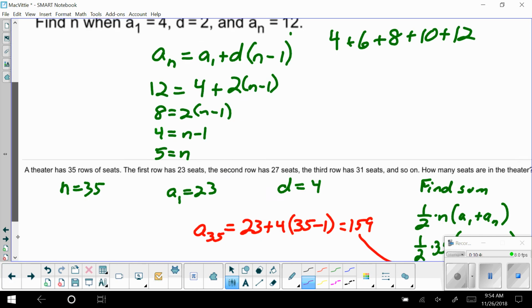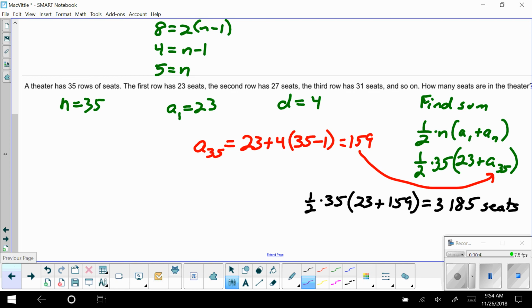I believe that hits all of our series. And the next video, I'll start dealing with those combinations, permutations, and probabilities and binomial expansions.